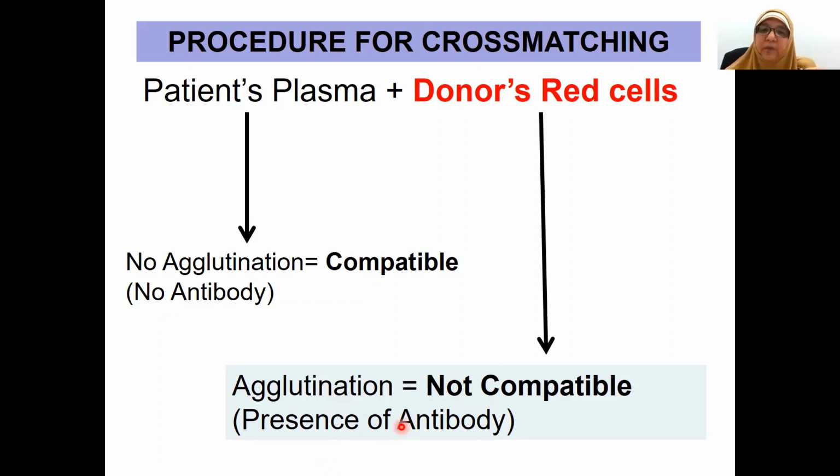This can still happen because the patient may have an antibody towards an antigen that is not expressed by the reagent red cells that we buy. Because we are an Asian population, we buy the red cells from the Western population. So it may still happen. That's why we have not dropped cross-matching.